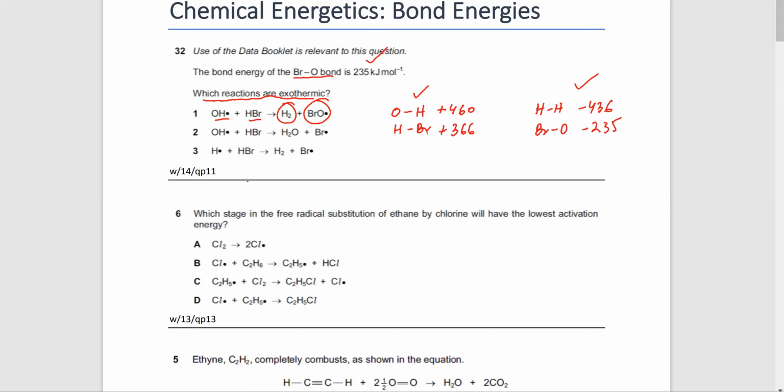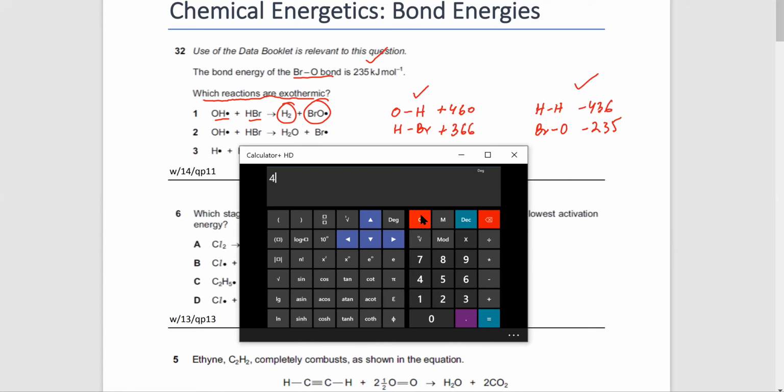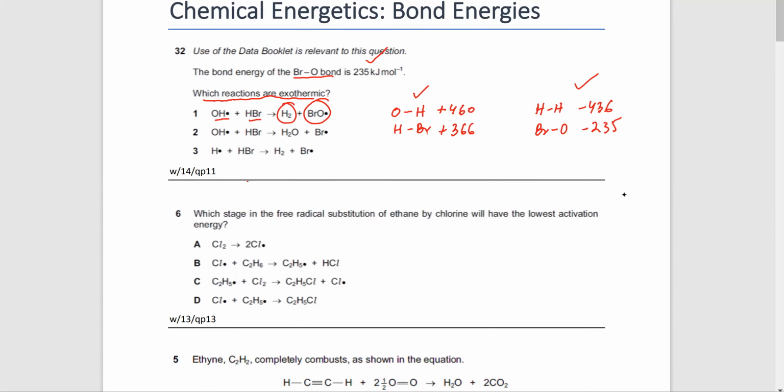Open your calculators quickly and try. You have to be very careful with your calculations. It's going to be 460 plus 366, and then it's going to be minus 436 and minus 235, and that gives me 155. So the first one is actually coming out to be plus 155 kilojoules per mole, which means that the first one is definitely not exothermic.